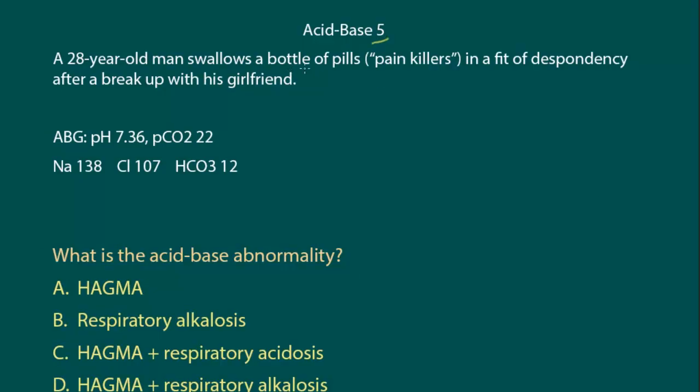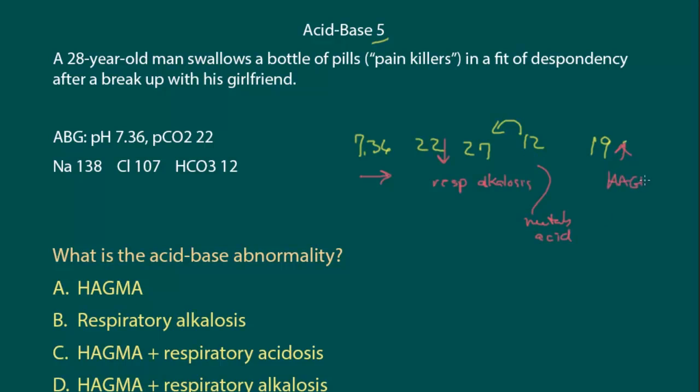Question number 5. A 28-year-old man swallows a bottle of pills in a fit of despondency. pH 7.36, PCO2 22, bicarb 12, expected PCO2 27, anion gap 19. Left to right, this patient has a normal pH. PCO2 is 22, which is less than the expected PCO2. So he's blowing off some of the CO2. He's hyperventilating. He has a respiratory alkalosis. Bicarb is low. Anion gap is high. He has a HAGMA.